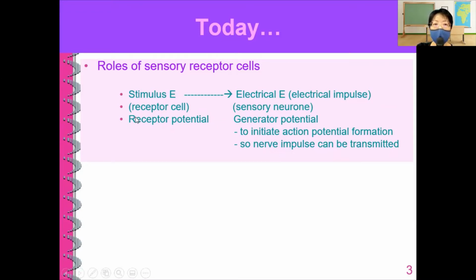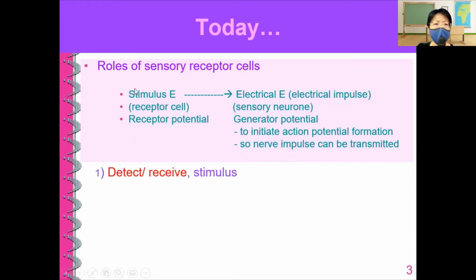So this receptor potential will then act as an electrical stimulus to stimulate the sensory neuron because it's nearby. This electrical stimulus will cause the membrane of the sensory neuron to depolarize. That membrane potential is called the generator potential, because it's going to generate an action potential. So this will initiate action potential formation, so the nerve impulse can be transmitted. So this is an overview of the entire process.